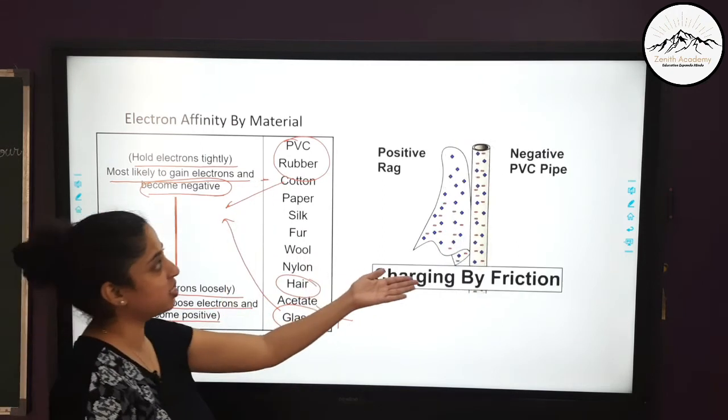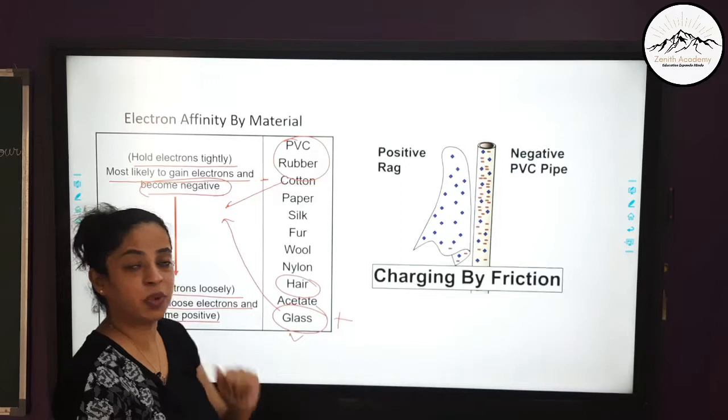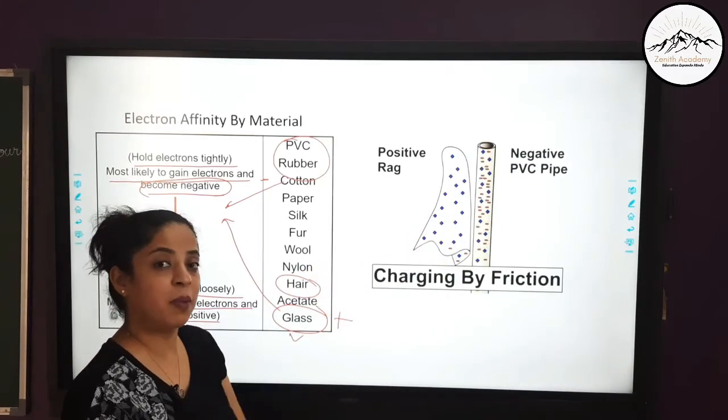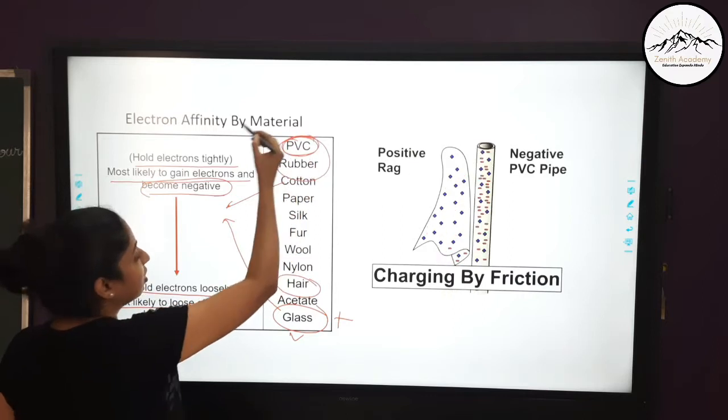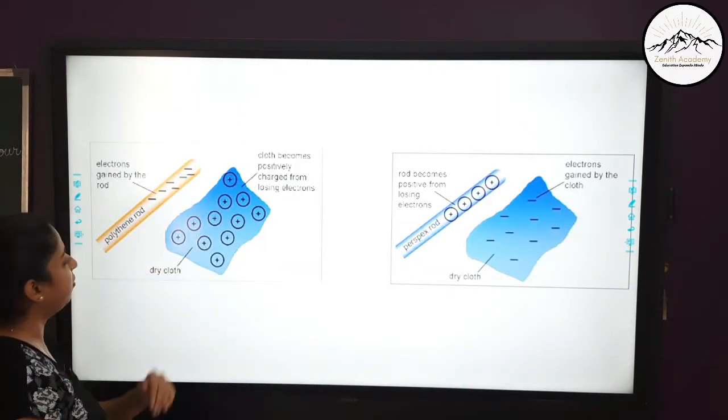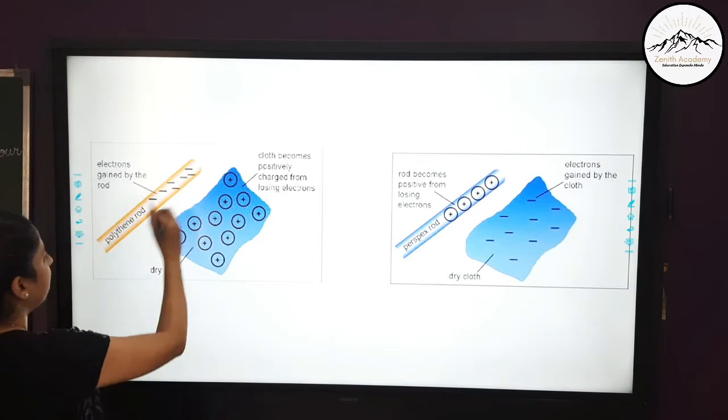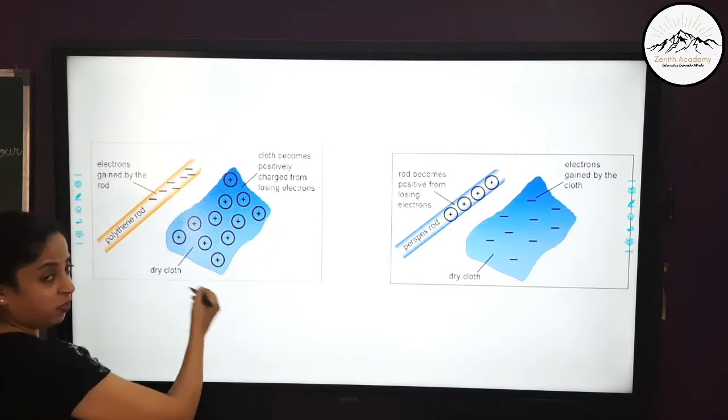So glass will become positive and cotton rag will become negative. And here in this example you are seeing that the rag is becoming positive and PVC pipe is becoming negative, because you can see here that PVC is at the top. So here I have taken two examples. You can see here I have taken a polythene rod and rubbed it with a dry cloth.